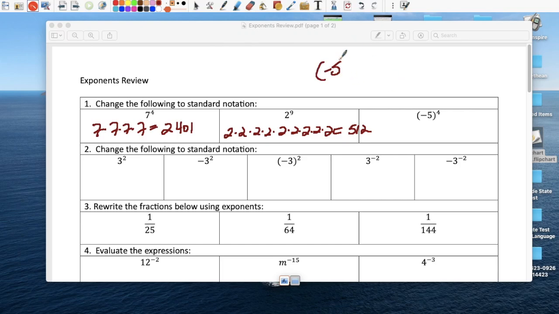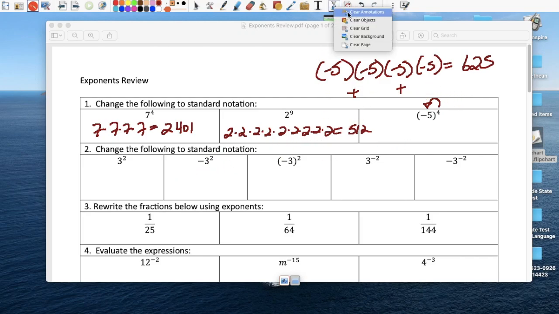It's -5. Remember, the 4 is telling everybody inside the parentheses, multiply by yourself 4 times. So it's -5 times -5 times -5 times -5, and you get a positive number, because it's a negative times a negative. These two become positive, and these two become positive. So eventually your answer becomes 625. Just make sure that when you enter that in your calculator, you enter it with parentheses.